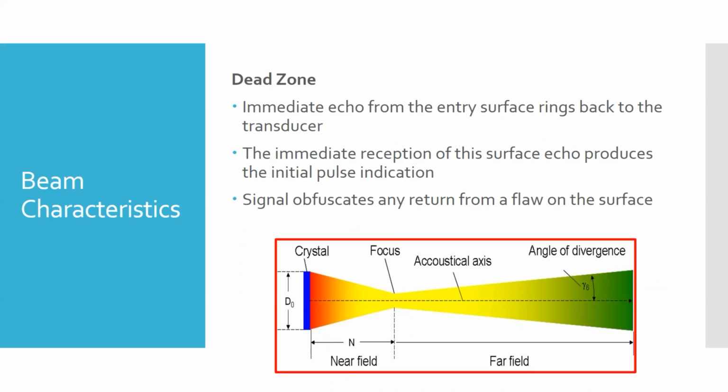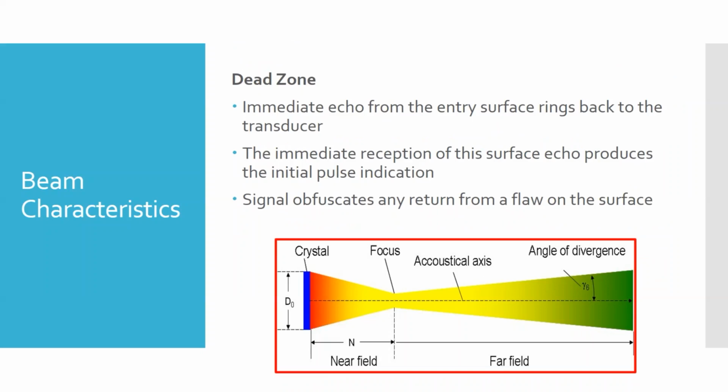So typically the way these probes are designed is that we have our piezoelectric crystal in here, and then we have our wear plate. Ideally, the near field ends somewhere near the surface of the wear plate, so that everything going into our part is past that focal point and is part of the far field. However, it's not always the case. Sometimes that focal point is slightly into the top of the part.